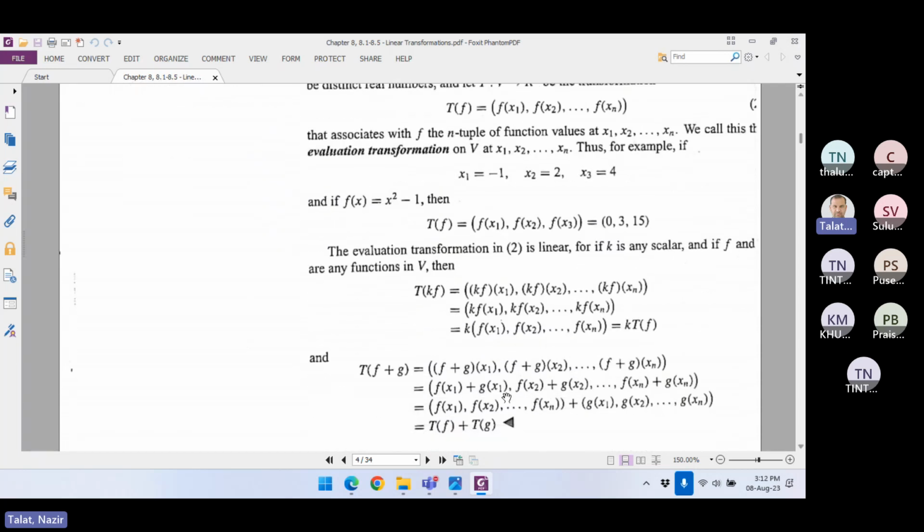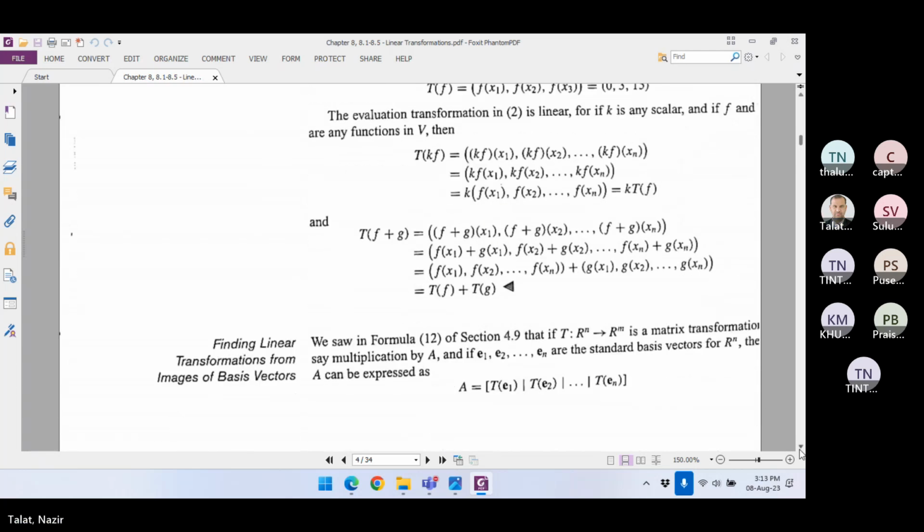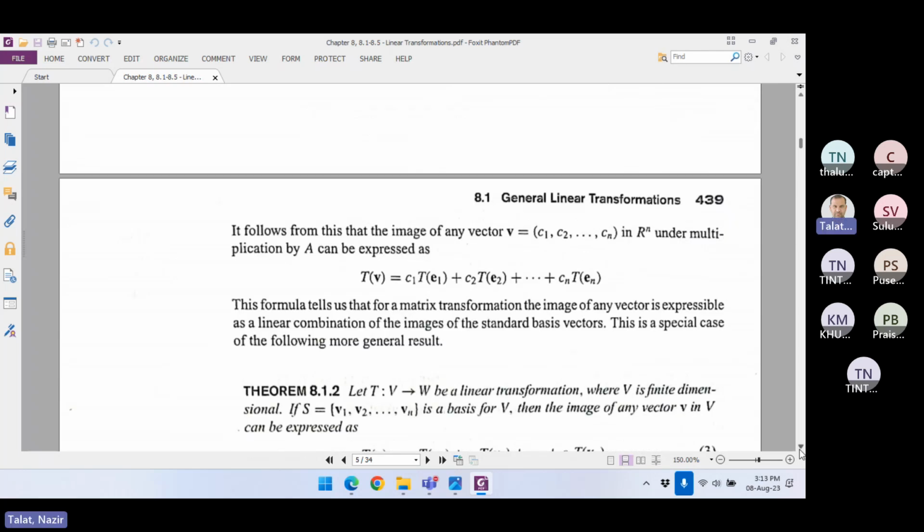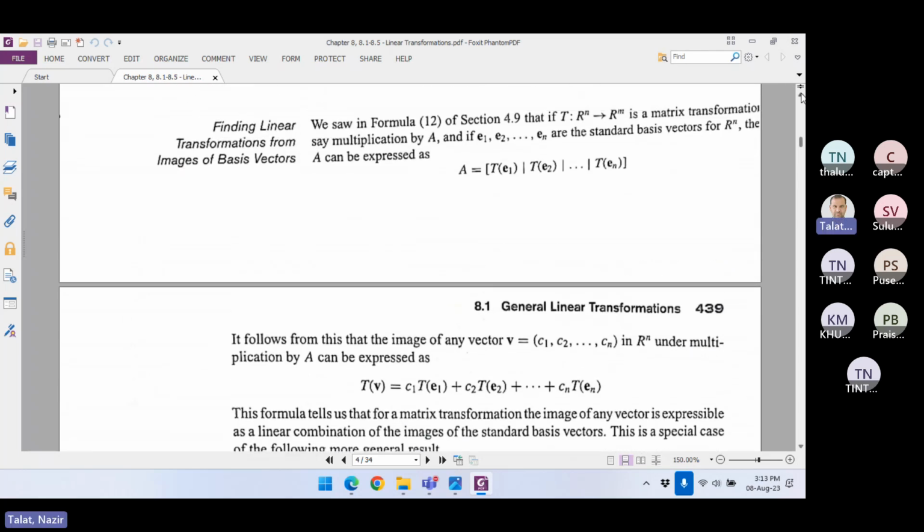One can see that T(f + g) = Tf + Tg, and T(kf) = k times Tf. It is separable like this because it is placed as a vector, and from the vector we can take the constant as common, and we can split the vector into two forms. This is the property, as we already described, that a linear transformation can be split in that form.